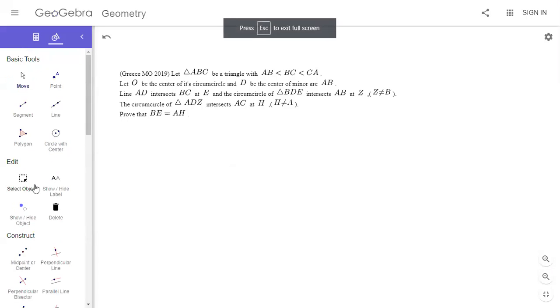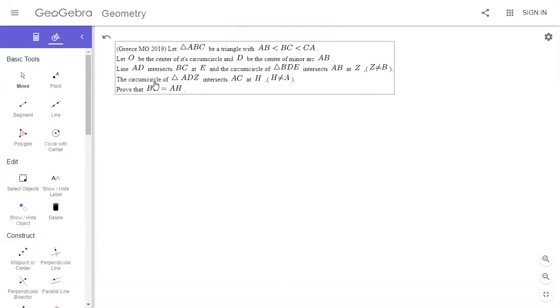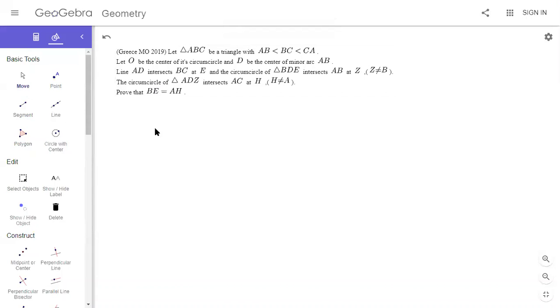This one is from Greece. What's really interesting about Greece is they always say let O be the circumcenter, even if they don't use it. And also they always say let AB be less than BC, less than CA, even if you don't need that. So every problem they do is like that, which is kind of funny.